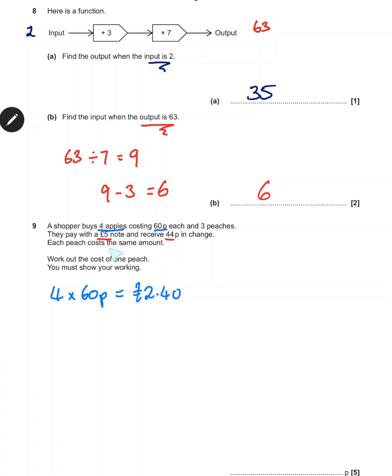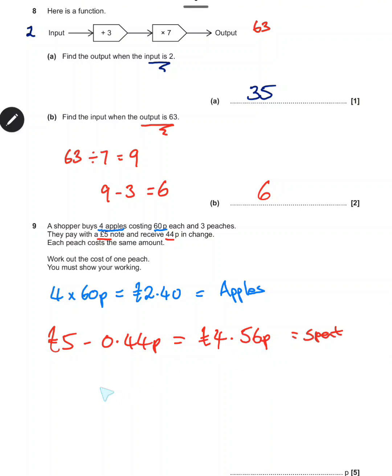So what we can work out is how much they spend. We start with £5. If we get 44p change, I can take £0.44 and just work out what they spend. Well, they must have spent £4.56. £4.56, add the 44p, gets me back to £5. So this here is what they spent altogether. This here is what they spent on apples.